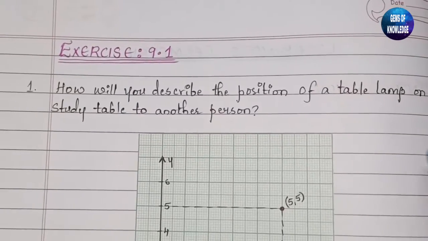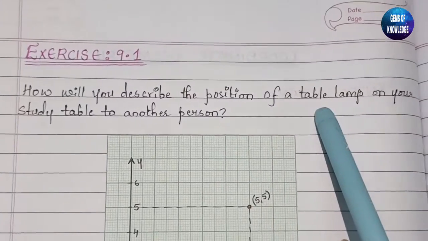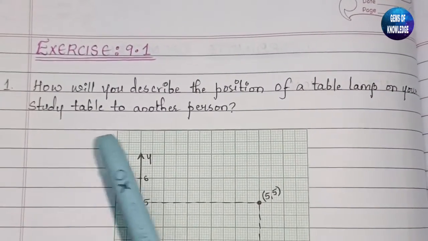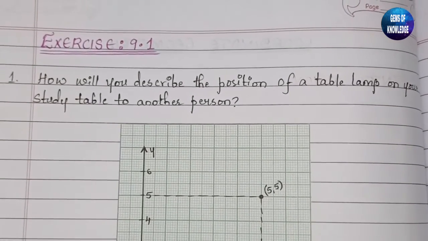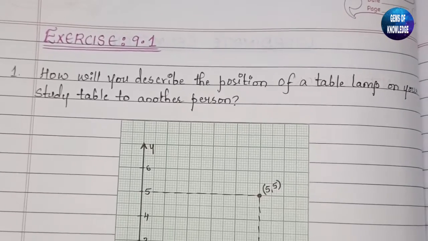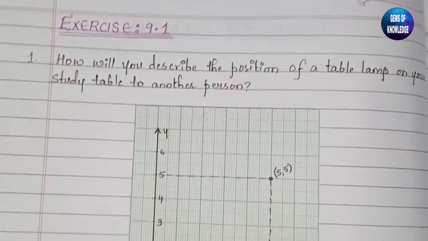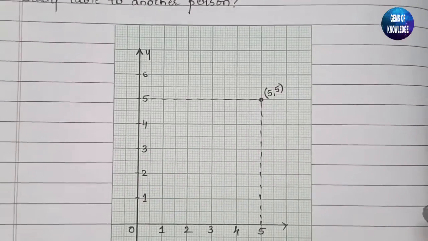Okay, so the first question of this exercise is: how will you describe the position of a table lamp on your study table to another person? So now you need to make your friend understand where the table lamp is placed on your table. Okay, so how will you show it? Let us go along with the graph sheet to show it.